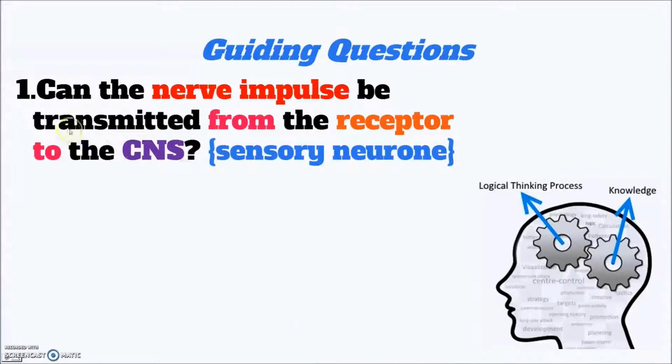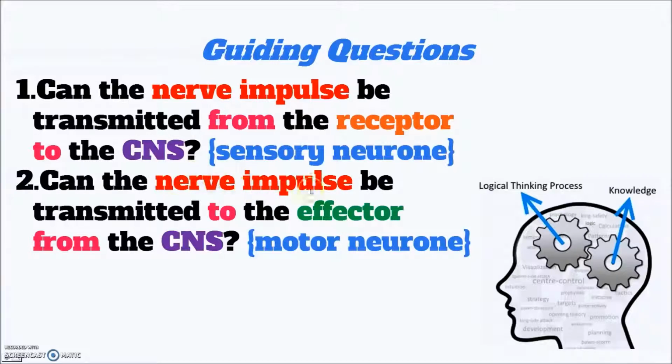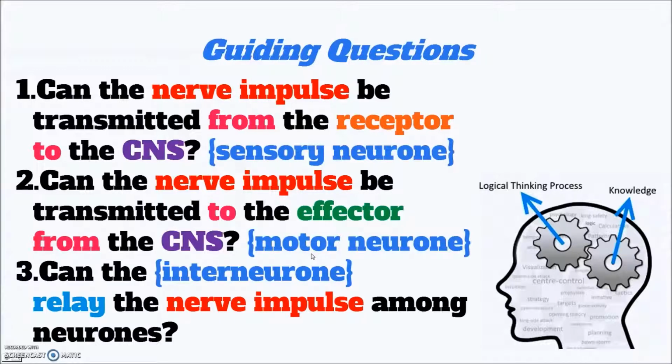So can the nerve impulse be transmitted from the receptor to the CNS? That's about the sensory neuron. And also, can the nerve impulse be transmitted to the effector from the CNS? That's about the motor neuron. And also, can the interneuron relay the nerve impulse among the neurons? So for example, the interneuron in the reflex arc.